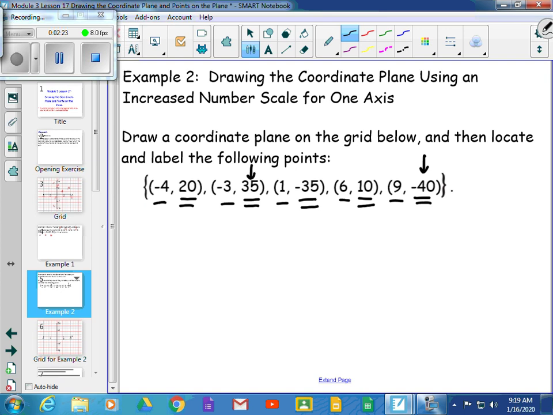So now we can go ahead and label and locate them. To help us, let's call these A, B, C, D, and E. Pause the video, plot those points, and then when you're finished, you can continue the video and check it.